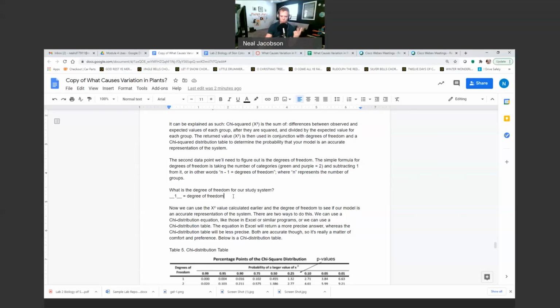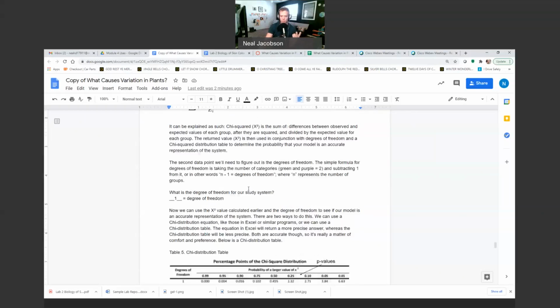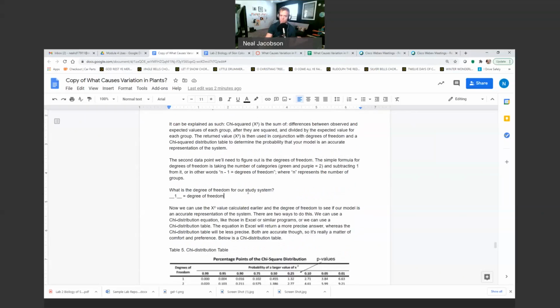So I have two stem colors. If I know the total number of stems, which is in this case, whatever, 20 or something, and I know the number of green stems, then I have to know the number of purple stems. So that's why I only have n minus 1 degrees of freedom.